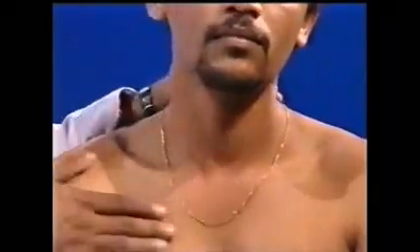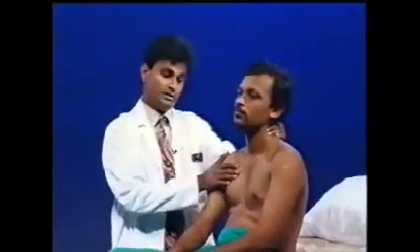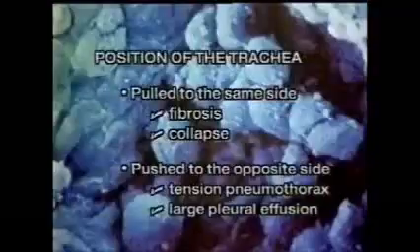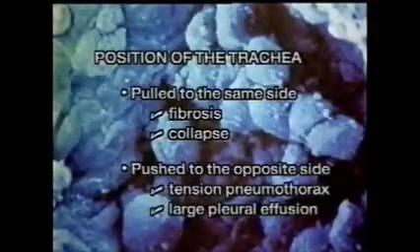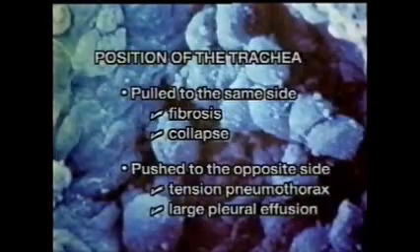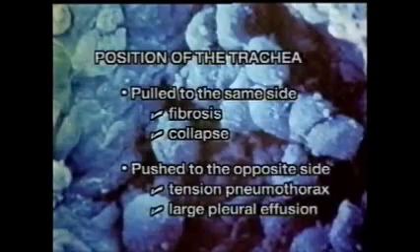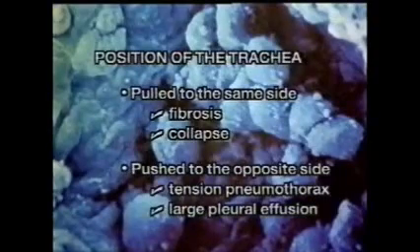Usually the trachea is slightly deviated to the right side. But in case of a gross deviation, you should suspect fibrosis or lung collapse, where it is pulled to the same side. In case of a large pneumothorax or a large pleural effusion, it is pushed to the opposite side.